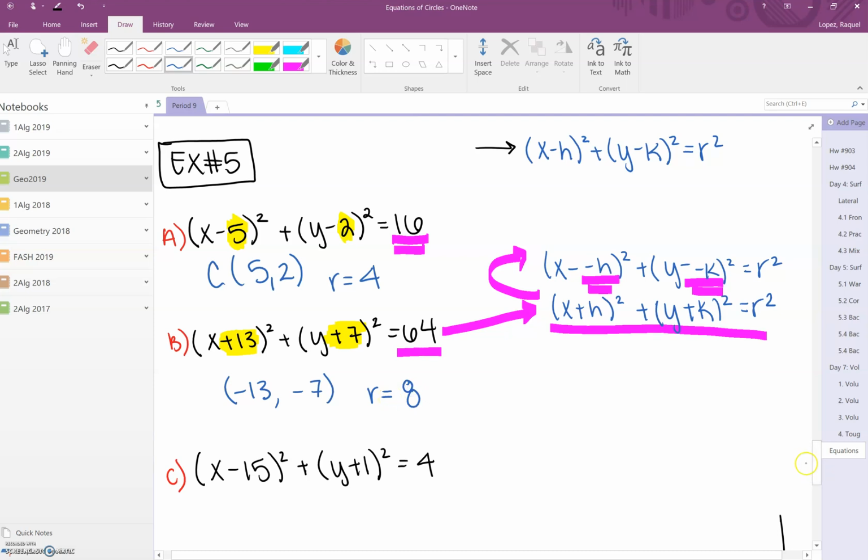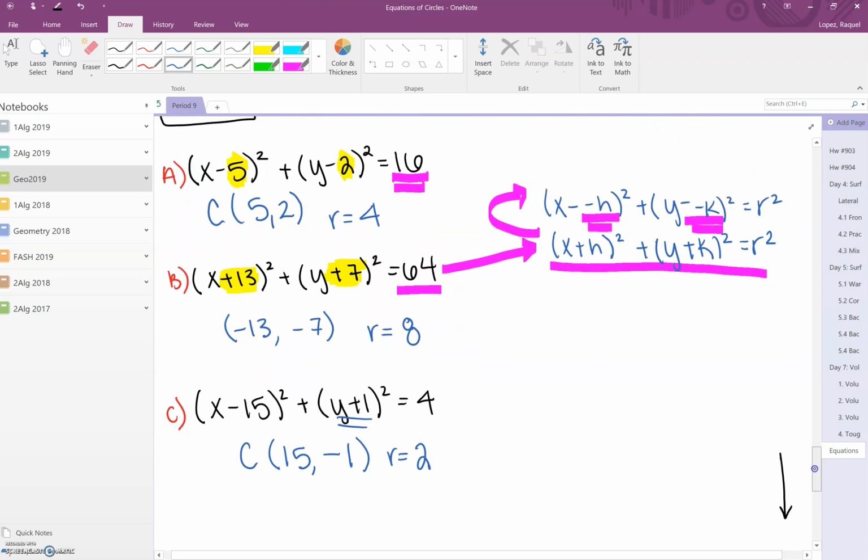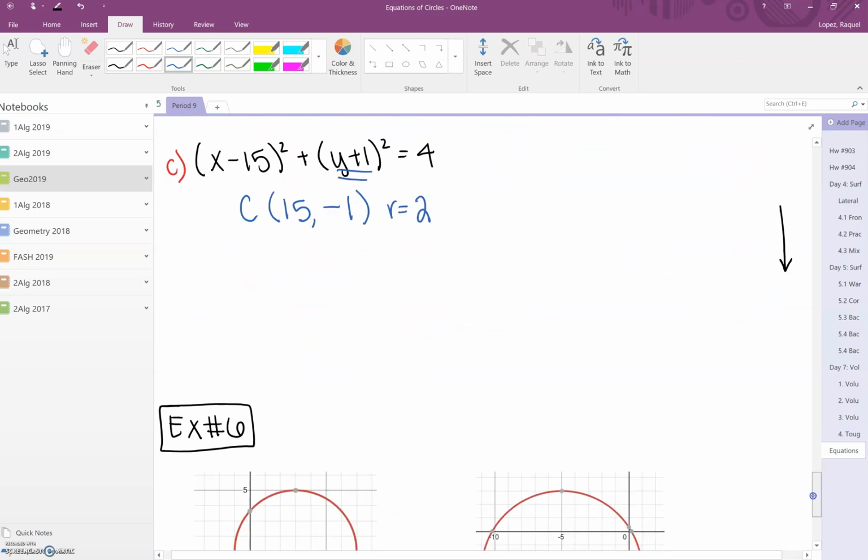Okay, now for part C, I have x minus 15 squared plus y plus 1 squared, and that equals 4. So for the center of this circle, I'm just going to pull that 15, and that's the x coordinate. And then I have y plus 1, so that means that y coordinate is actually a -1. And then the square root of 4 is 2. Okay, so those are the centers and the radiuses of all of those.